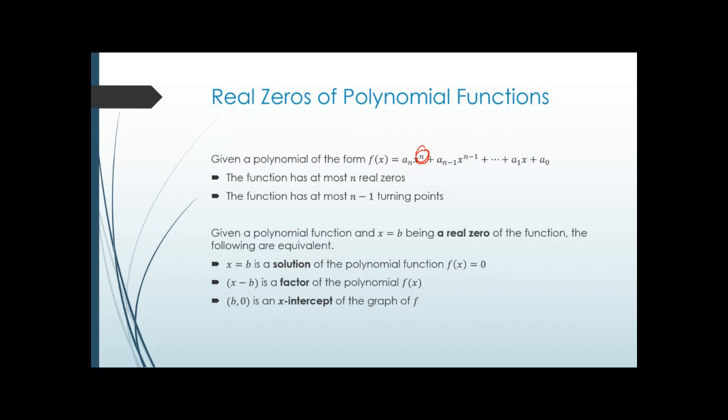Now, if the value you got for your zero is a real number, not a complex number, that means it's also an x-intercept. So when you're solving for zeros, you're getting solutions, you're getting factors, and you're getting x-intercepts, as long as they are real numbers and not complex numbers. So you can get a lot of information out by setting your equation equal to 0 and solving for x. It gives you a lot of valuable information.